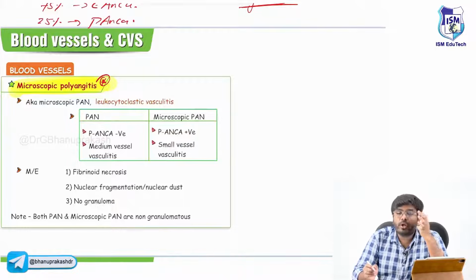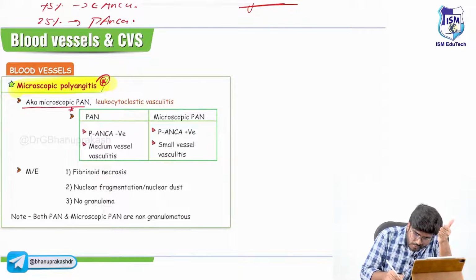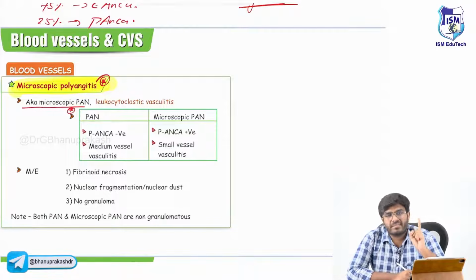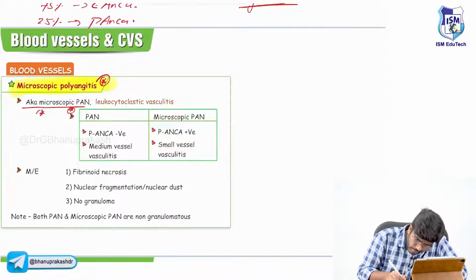See, this microscopic polyangiitis, again, small vessel vasculitis. It is also called microscopic PAN. Right now I am talking about microscopic polyangiitis, but what is the other name? The other name is microscopic PAN, microscopic polyarteritis nodosa. So, also known as microscopic PAN.